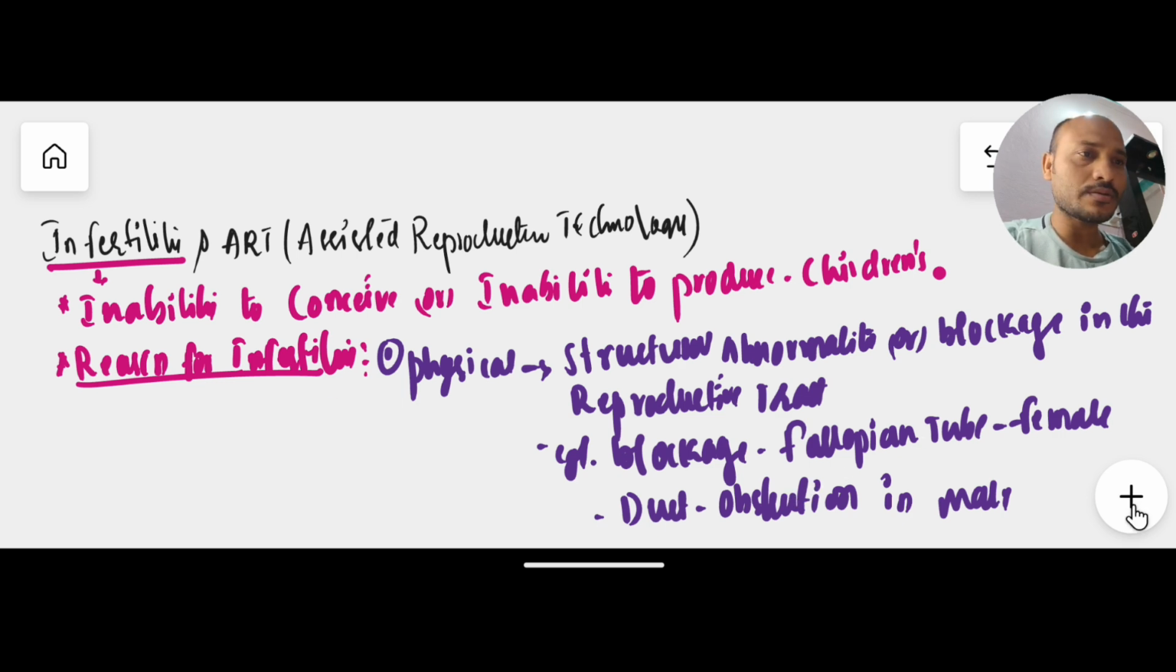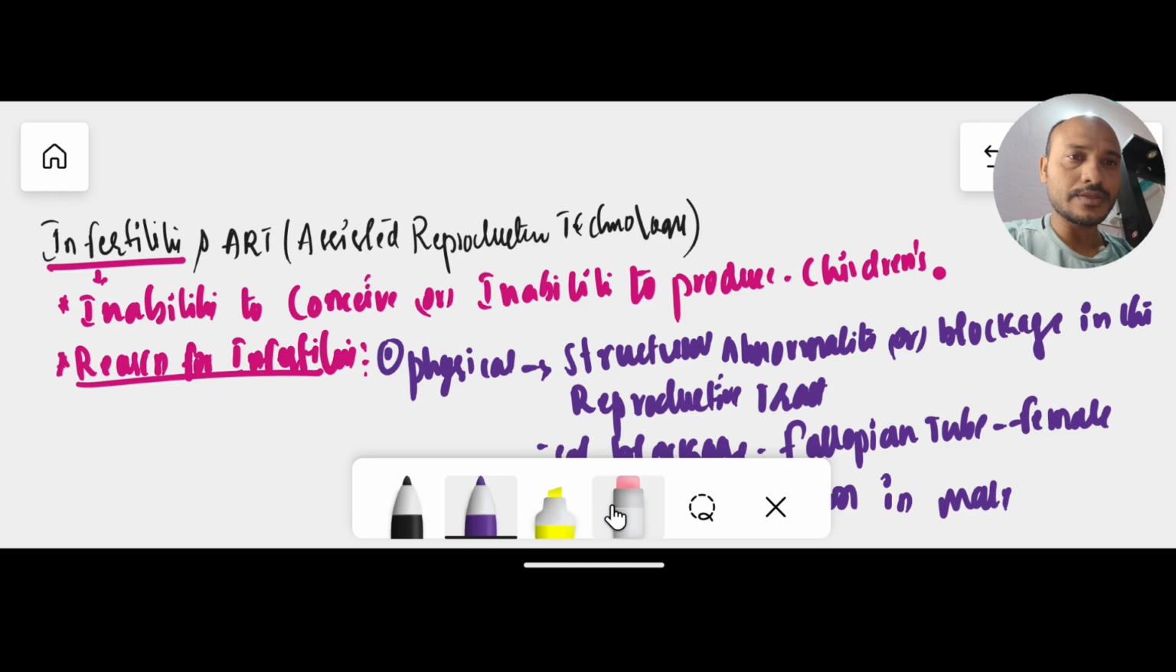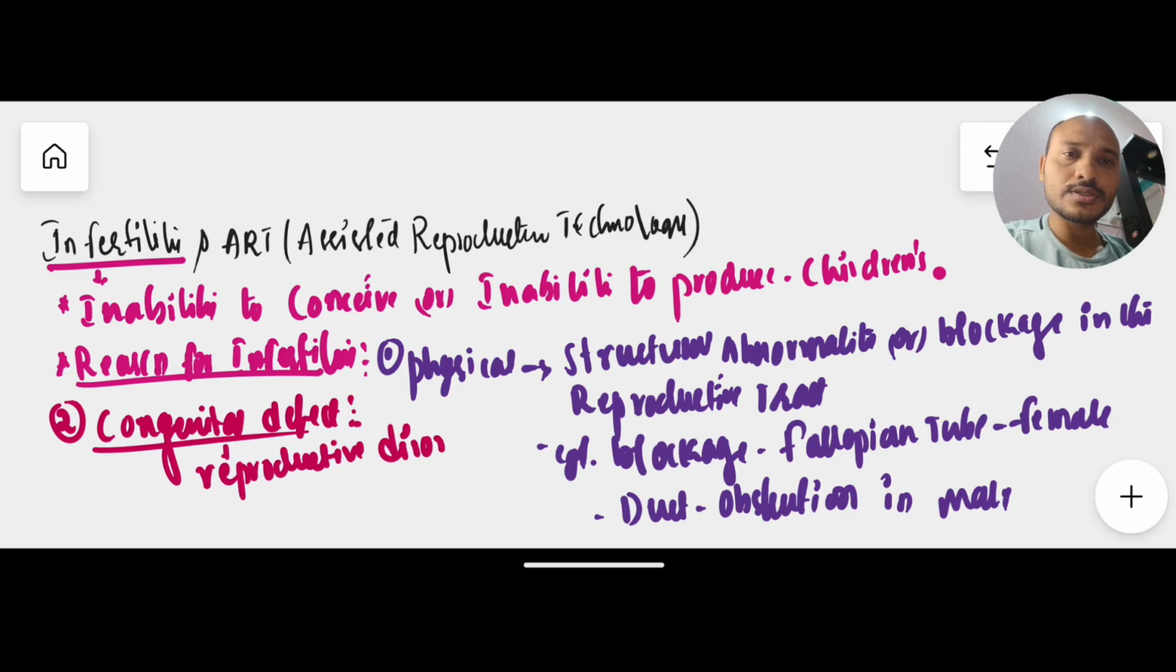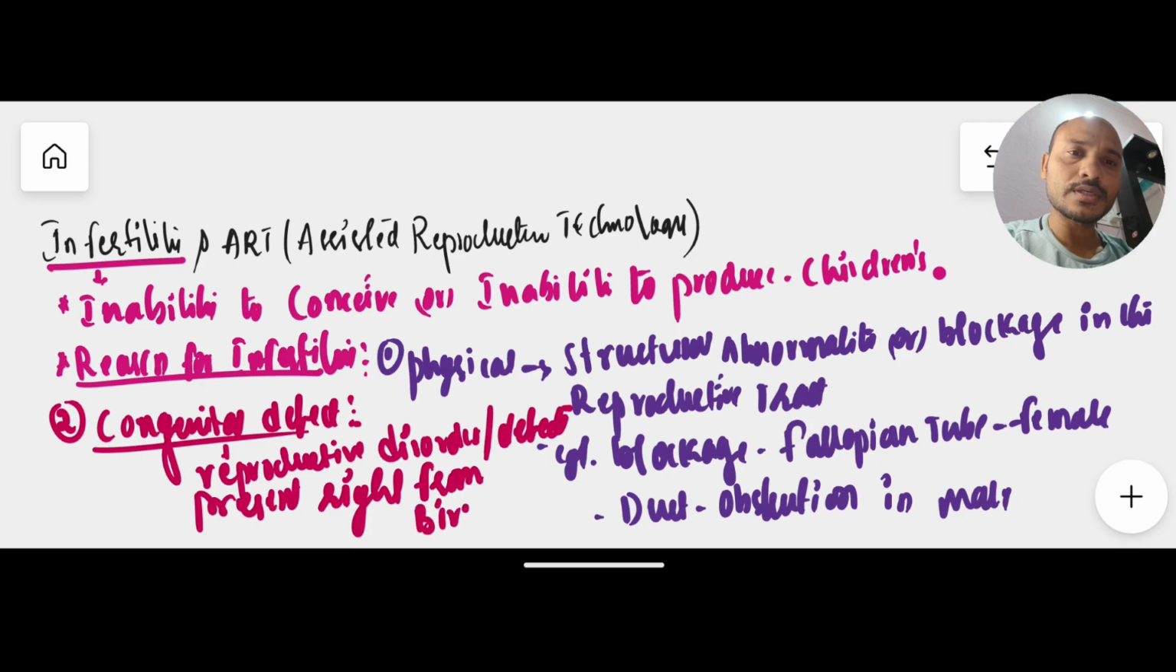Now we move on to another reason for infertility. The second reason, congenital defect. A congenital defect means a reproductive disorder or defect present right from birth. If any reproductive disorder or defects are there by birth, it comes under congenital defect. Here we have a few examples for congenital defects.